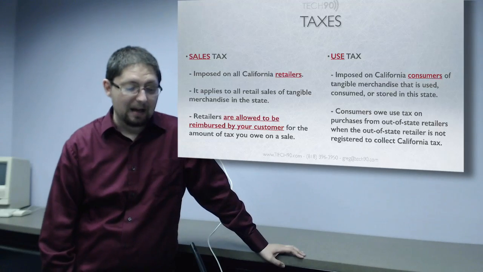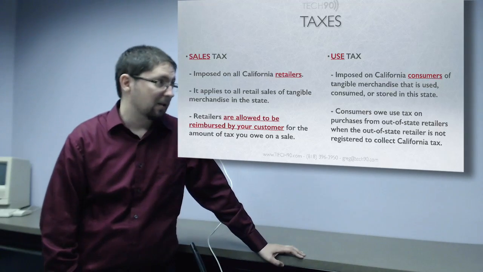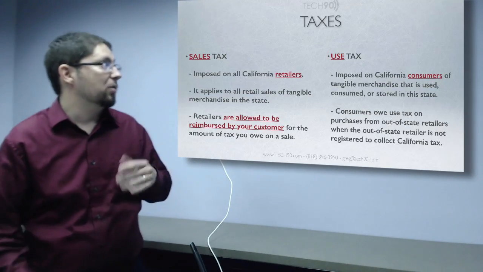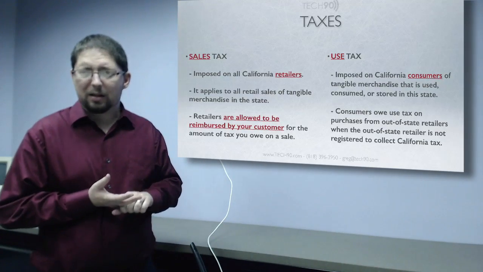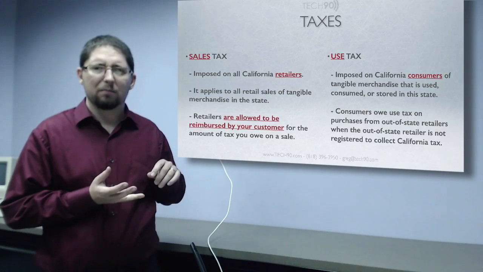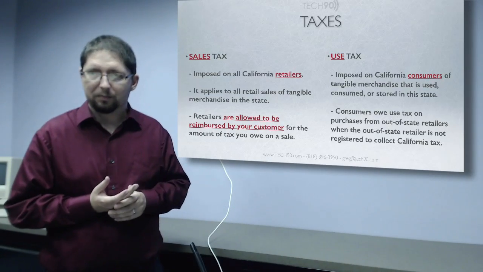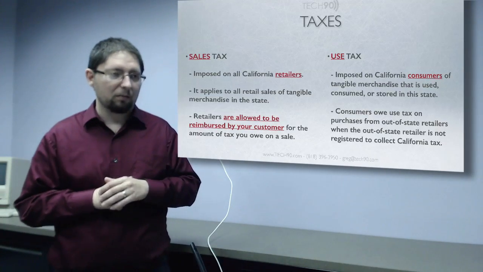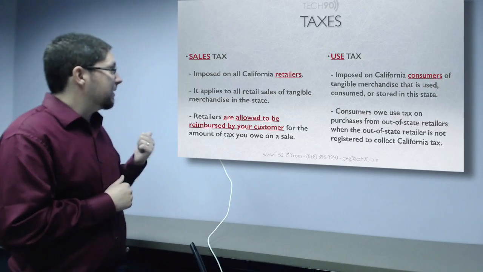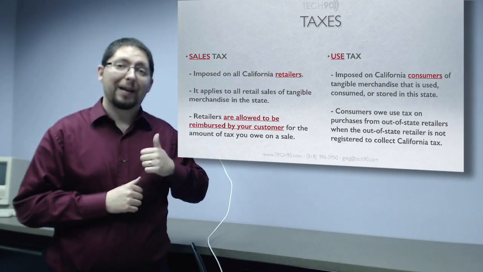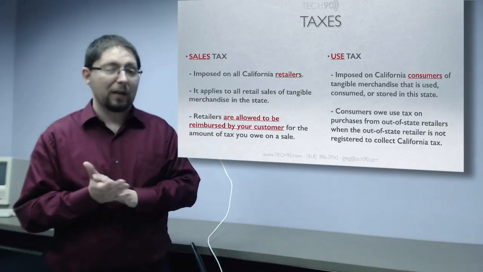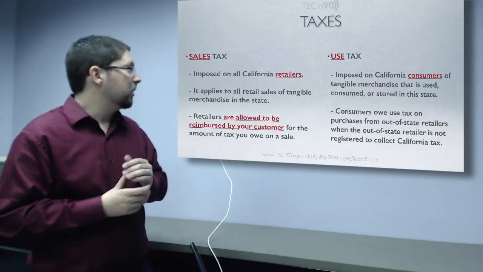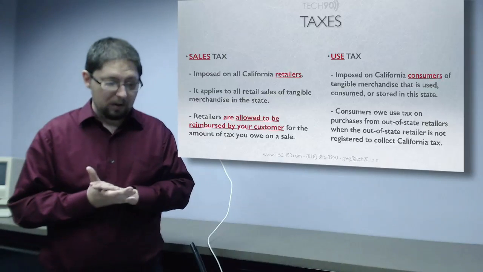Now, we have the tax twins. The tax twins, what I affectionately like to call them, are sales and use tax. Sales and use tax in the city of Los Angeles, and I believe in all of California, have basically the same rate. Those rates are for 2 different things. Sales tax is imposed on people that sell things. It applies to all retail sales of any tangible merchandise here in the state of California.